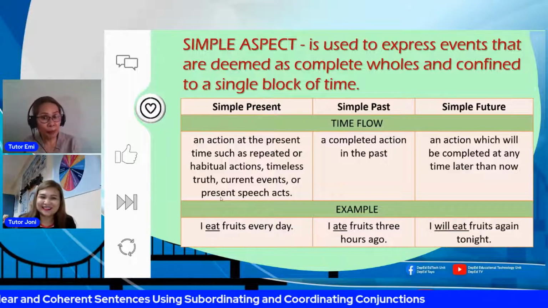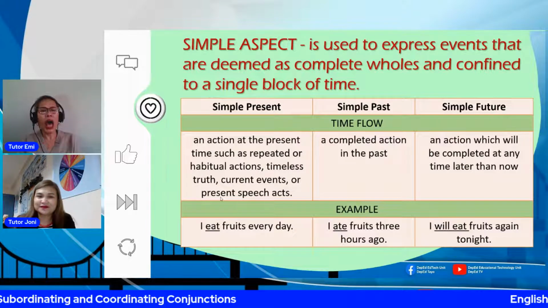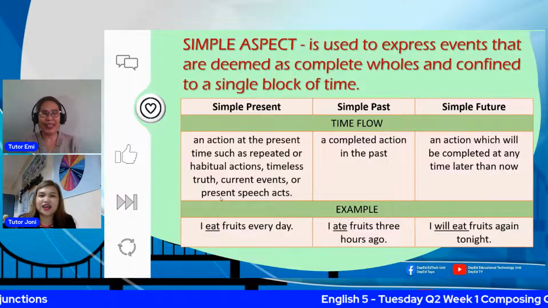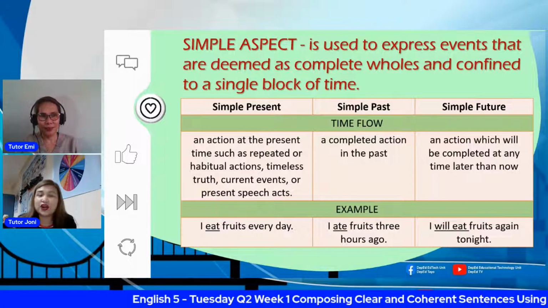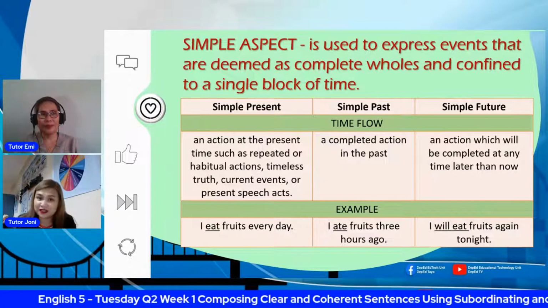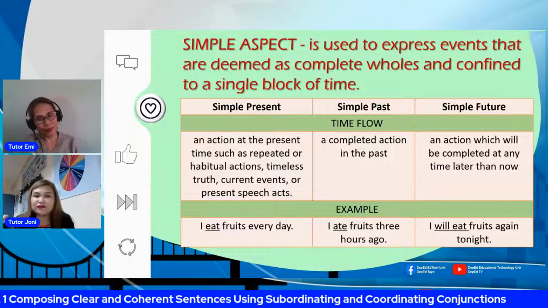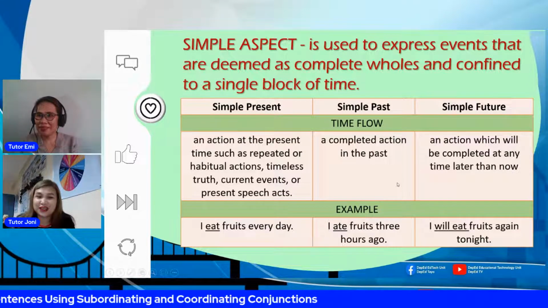In the simple past, it is a completed action in the past. For example, I ate fruits 3 hours ago. And for the simple future, the action will be completed at any time later than now. So not now, later. Example, I will eat fruits again tonight. That will happen later.